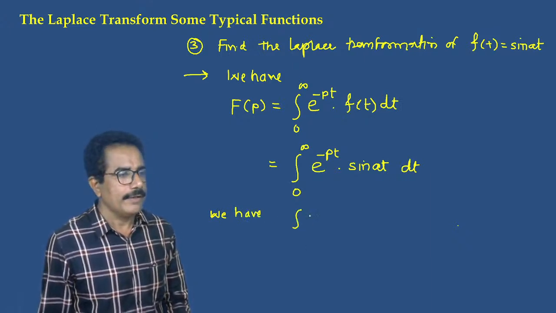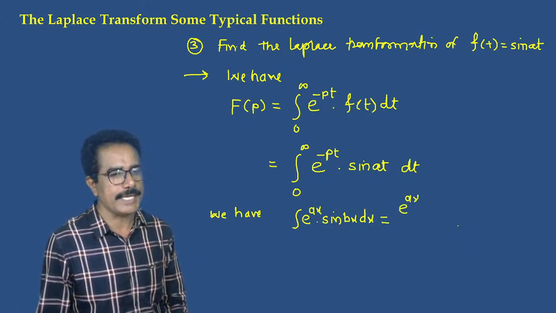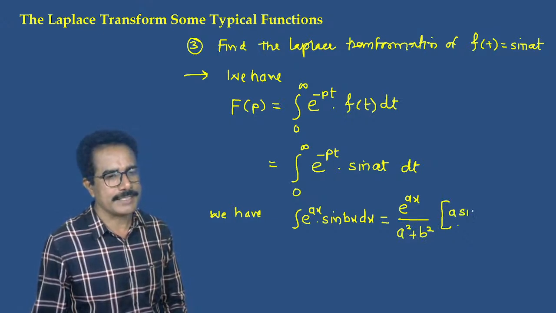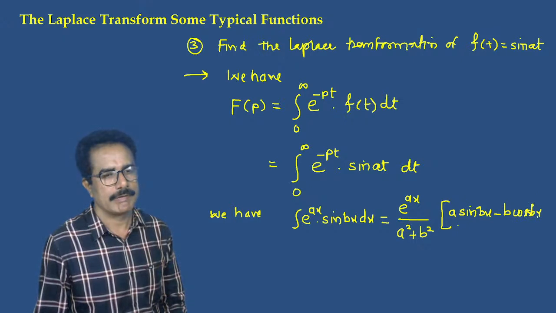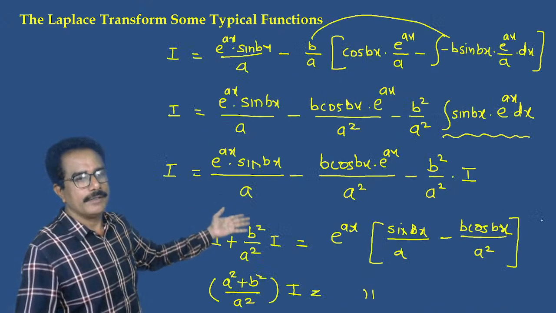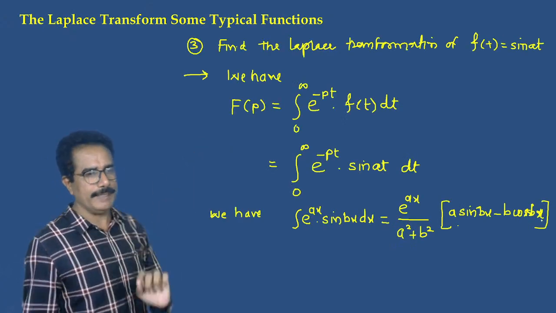Integral e raised to ax into sin bx dx, which is equals to e raised to ax divided by a square plus b square into a sin bx minus b cos bx. Actually, this formula already we have proved. But we need only the formula, this formula.